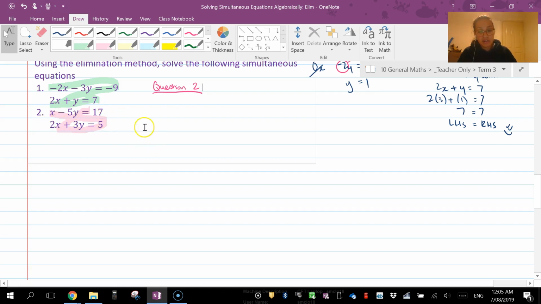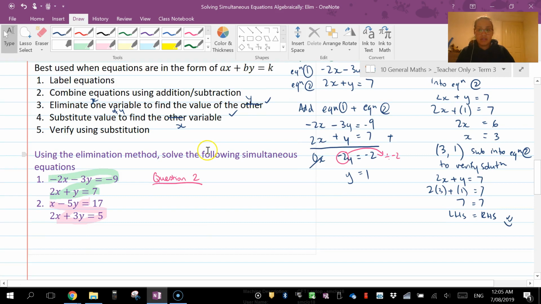So the first thing I'm going to do is multiply. I'm going to label my equation still. So equation 1 is still x minus 5y equals negative 17. That should be negative, not positive 17. And equation 2 is 2x plus 3y equals 5. So I've labeled my equations.